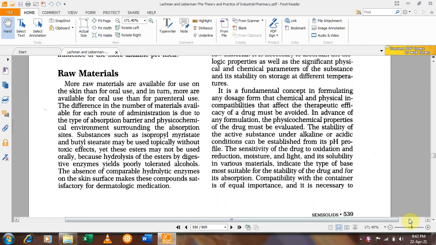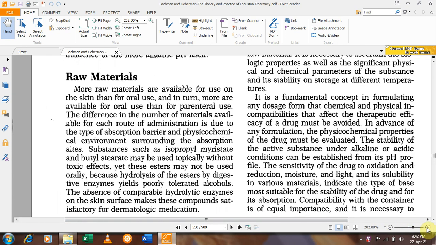More raw materials are available for use on the skin compared to that utilized for the oral route, and more are available for oral use compared to the parenteral use. The difference in the number of materials available for each route of administration is due to the type of absorption barrier and physicochemical environment surrounding the absorption site.